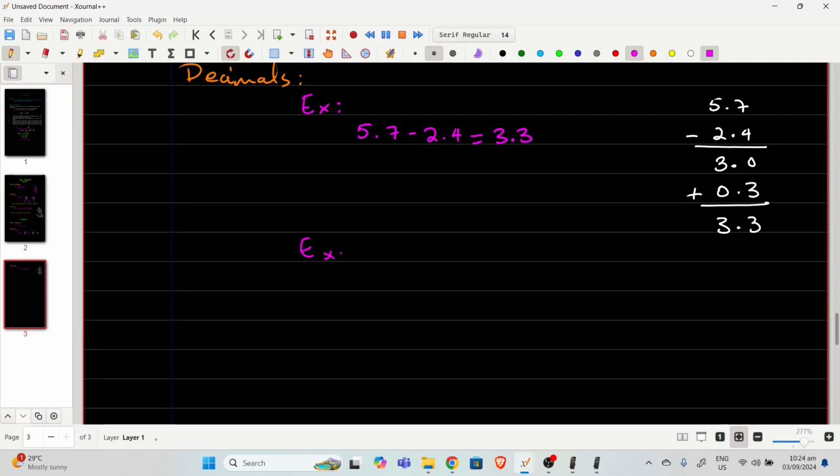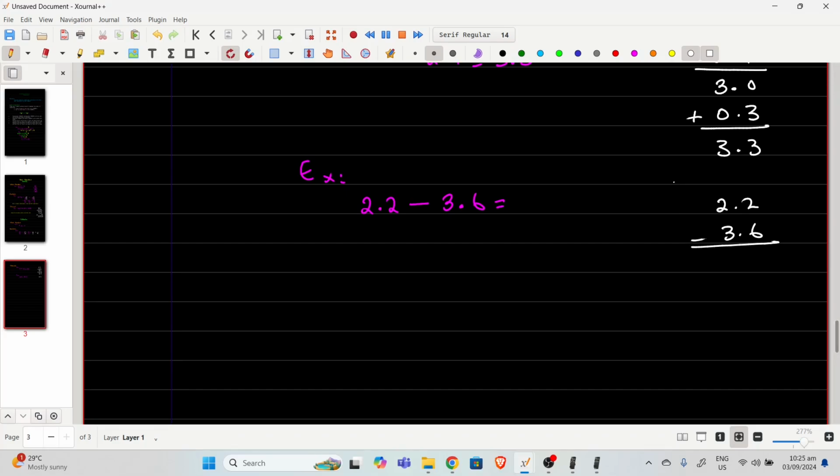So example, let's say we have 2.2 and we minus 3.6, right? This answer you know is going to be negative. We know it's going to be negative, so we say 2.2 minus 3.6, right? So we say 2 minus 3 is going to be minus 1, minus 1.0, and then 2 minus 6 is going to be minus 4. So we're going to add a negative 0.4 here.